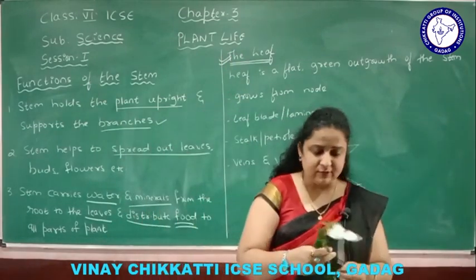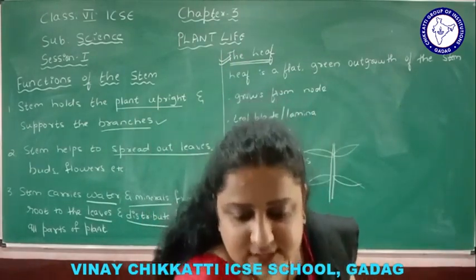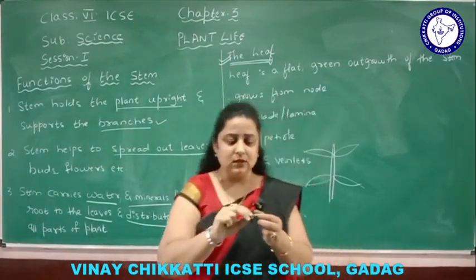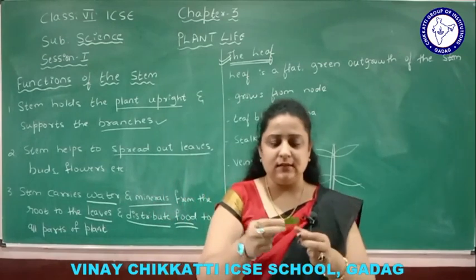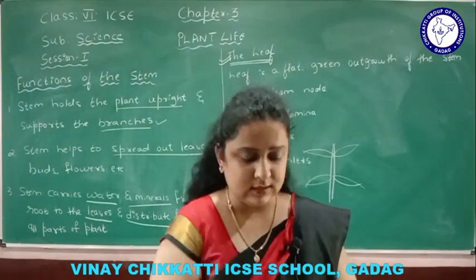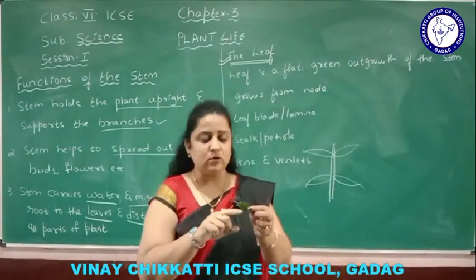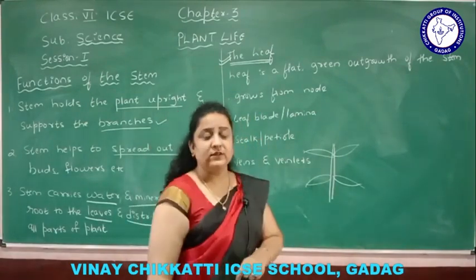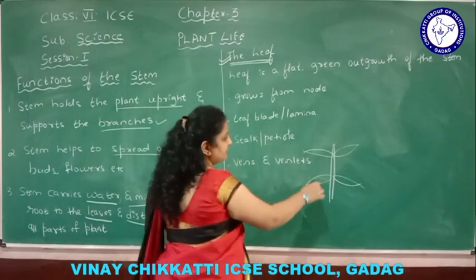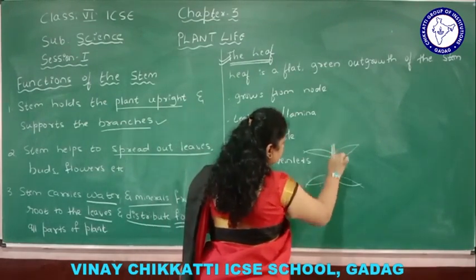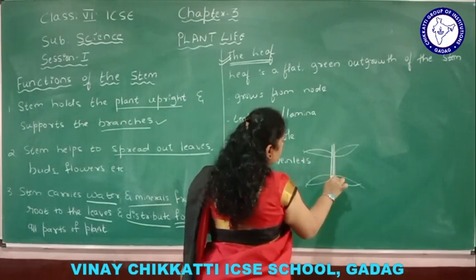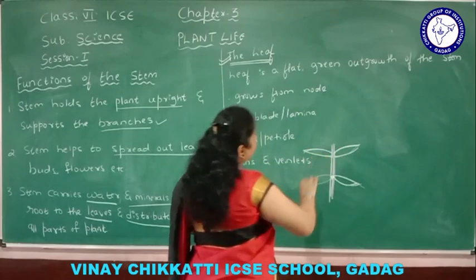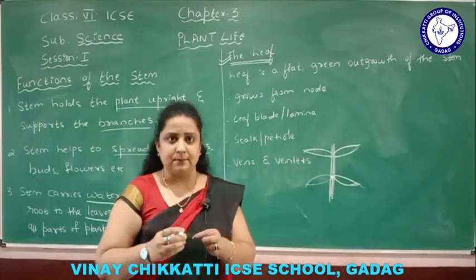What is the meaning of leaf? As you can see, you can see this leaf here. So leaf is green in color, green wider portion of the plant, and this part is called lamina. So leaf is a flat green outgrowth of the stem. From where is it arising? It is arising from the stem. As I told you, this is the stem and this is the node from which leaves are arising. It is green in color, a flat outgrowth of the stem.